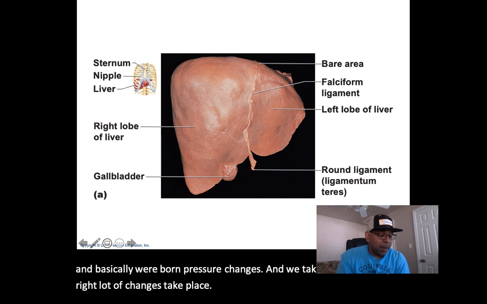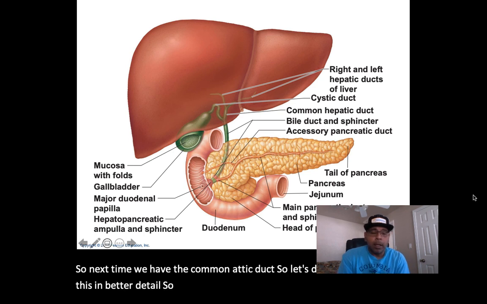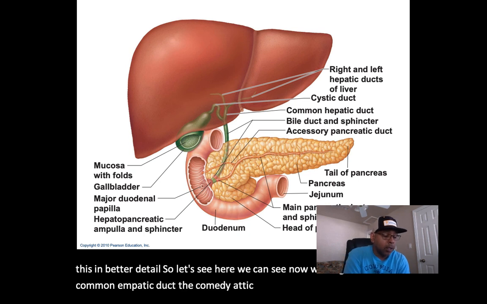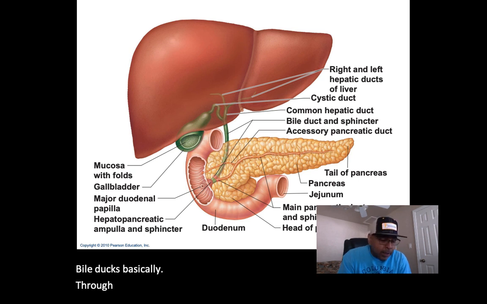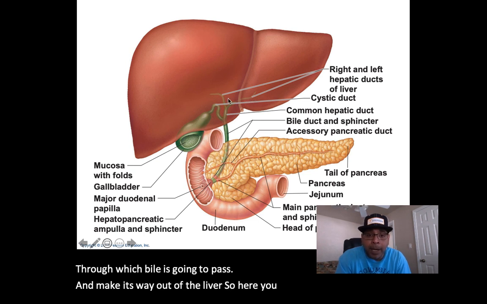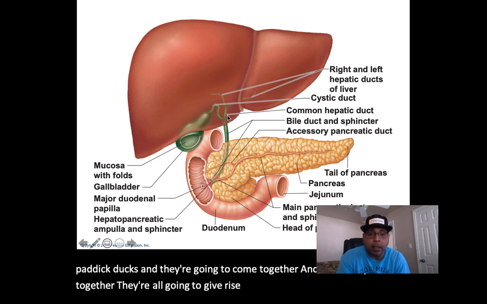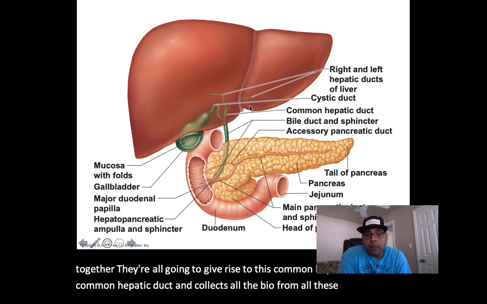So next we have the common hepatic duct. Let's look at this in better detail. Here we can see first our common hepatic duct. The common hepatic duct, I'd like you to know, is a large duct that's formed from several hepatic bile ducts, through which bile is going to pass and make its way out of the liver. Here you can see the right and left hepatic ducts, and when they come together, they give rise to the common hepatic duct.